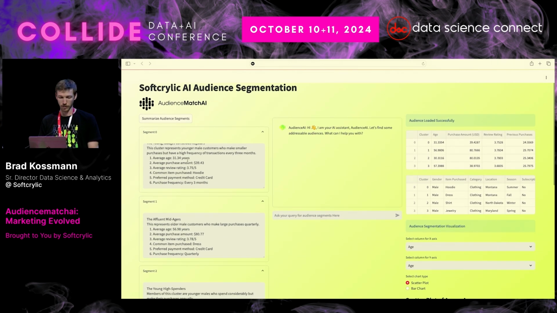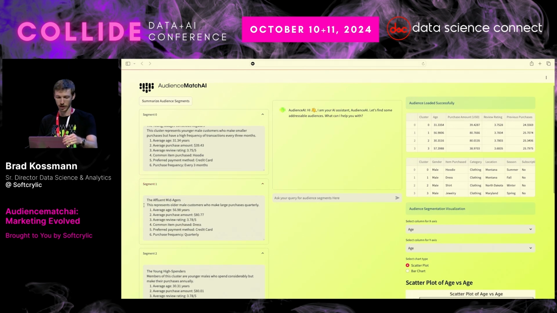And then we have some information about those customers here. Same thing for our other segments. So the affluent mid-agers, this represents older male customers who make large purchases quarterly. Average age, 56.98 years. Average purchase amount, $80.77. Average review rating, 3.78 out of 5, right? So we've got our cluster descriptions there on the left.